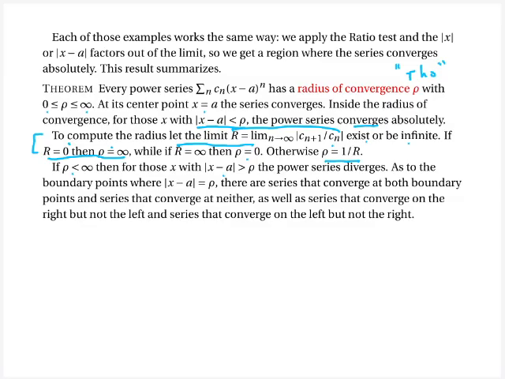As to the boundary points, those x's which are exactly rho away from a, there are series that converge at both boundary points, series that converge at neither boundary point. There are series that converge on the right but not the left, and there are series that converge on the left and not the right. So all 4 things can happen.